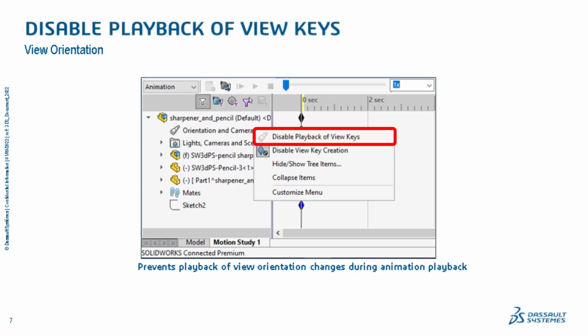The next control is disable the playback of view keys. So if you want, you can disable the playback of view keys so that while the motion study is being played, you can pan, zoom, and rotate. If you have not added view keys, we still have the view key at time 0. And so you'll notice if you have your animation playing back on a loop, it will snap back to the view orientation defined at time 0 unless you are disabling the playback of view keys.